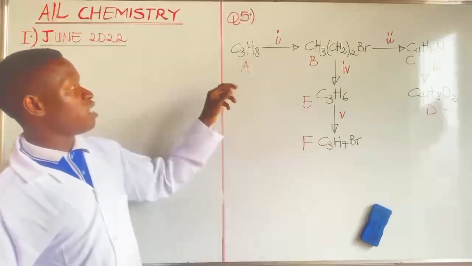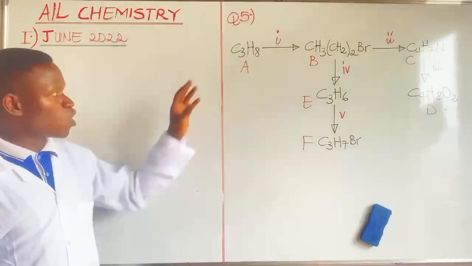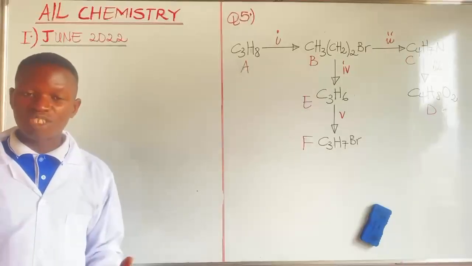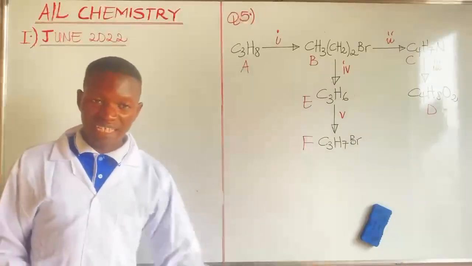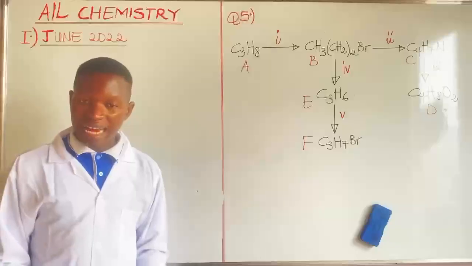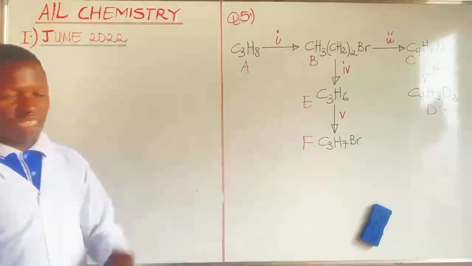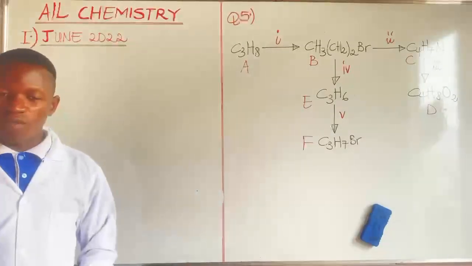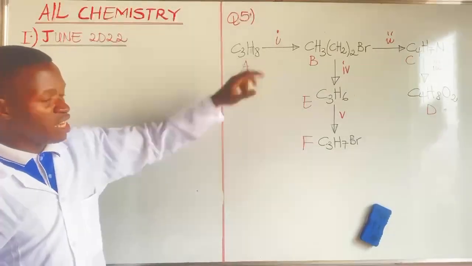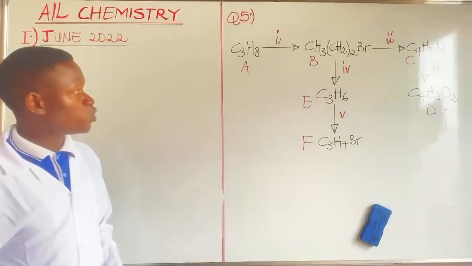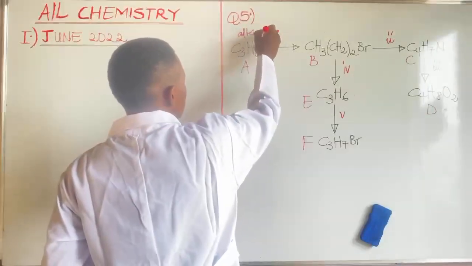Now, compound A has only carbon and hydrogen. So compound A must be a hydrocarbon. And hydrocarbons are of 3 different types. We have the alkanes, the alkenes, and the alkynes. So which one is compound A then? We look at the formula. We have CnH2n+2, C3H8, that's 2n+2. So compound A is an alkane, right? So compound A here is an alkane.